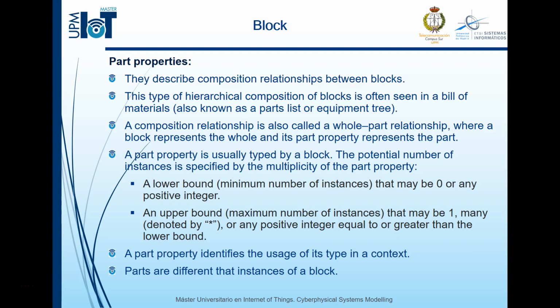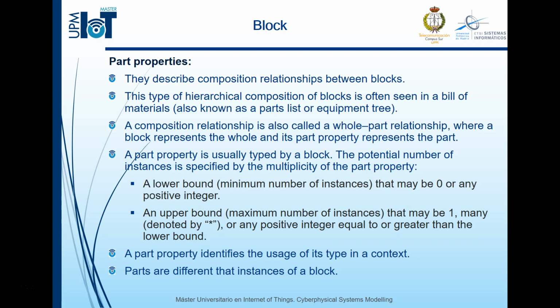This composition, or part property, has 2 different values for multiplicity. Lower bound, so the minimum amount of blocks of this type that the system has. So, how many reservoirs do we have? Maybe one, but maybe we can have more than one. So we can select the upper bound. In the case you select the lower bound like 0, that means during the whole life of this block, you can remove some parts.